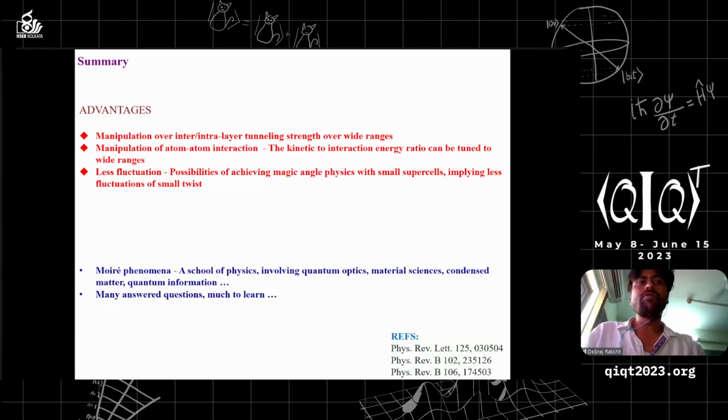So in conclusion, I will say that moiré phenomena, we are just scratching the surface of all the possibilities that it can offer. It's really a school of physics that involves quantum optics, material science, condensed matter, quantum information, many different aspects, and you have to come from different directions to understand this. There is no unique expertise that you can apply, but you have to come from different directions to get a consolidated understanding of the system. Hopefully, with time it will be done. And these are some of the references from our work, and you may look if you want.